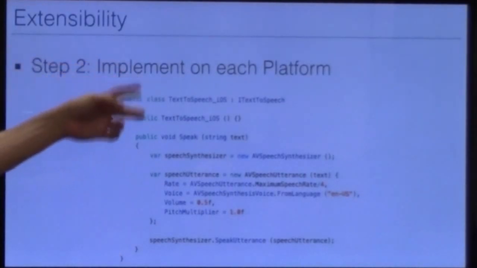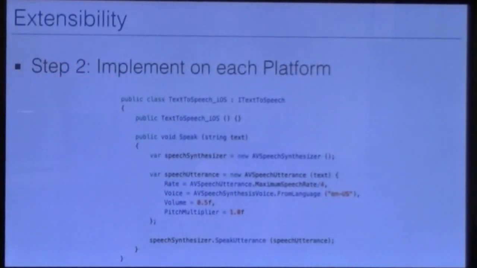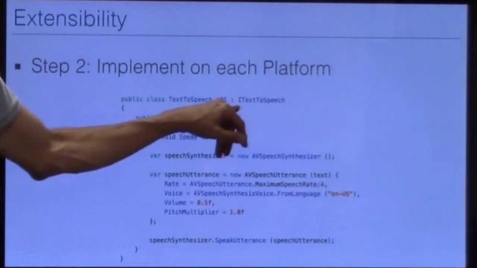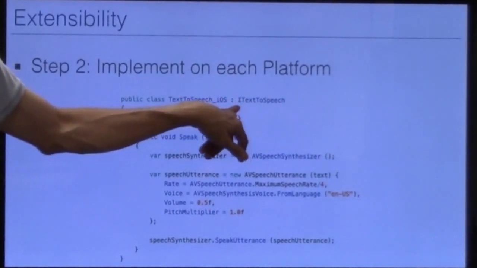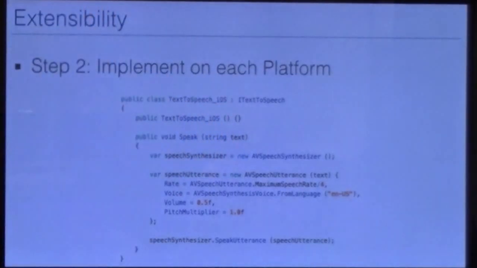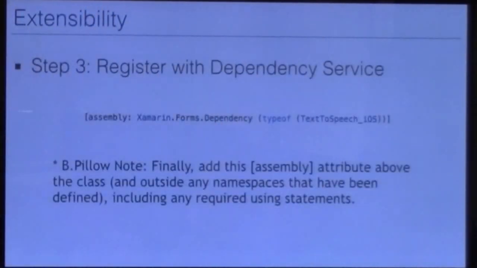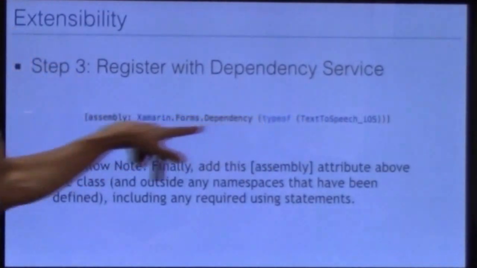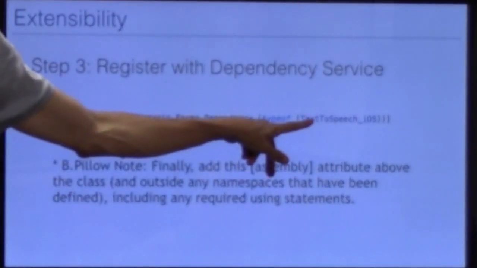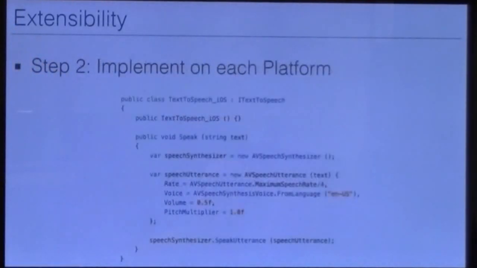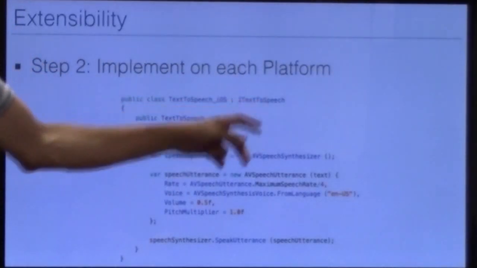So here's iOS, we want to speak something. Here's how you basically do it. You create your class over on iOS, you descend from ITextToSpeech, the interface, you implement it, and you repeat for 3 platforms, and then just like we did with the custom controls, you basically add this right above your code, and that registers that service as one of these, ITextToSpeech.